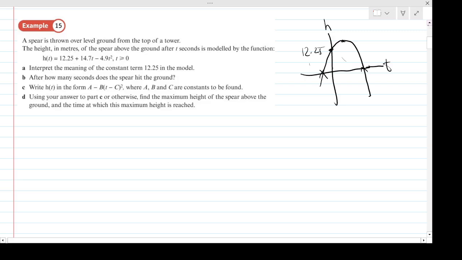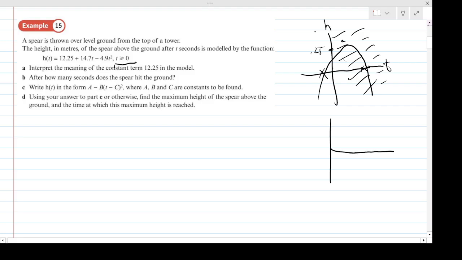But actually, it's also said when t is greater than or equal to 0. So we only want positive values of t. We only want this side of the graph, not the left side. So it's a very rough one, but actually it would look something like this. It crosses 12.25, and that's t and h, but I've got rid of the negative t axis, right? So I really want the right side of the graph.